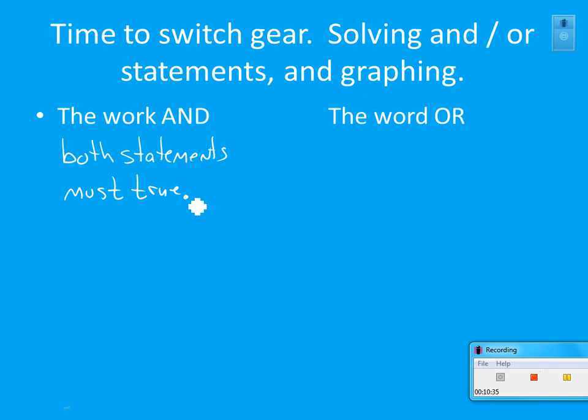Also, on your note sheet, by the word and, put in parentheses overlap. That will help us here in just a second when we graph our solutions.